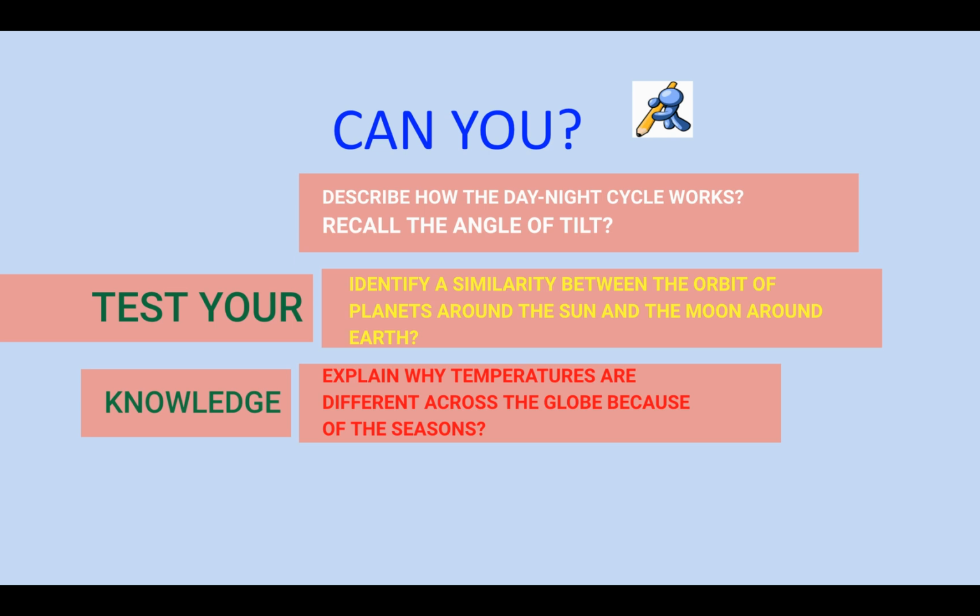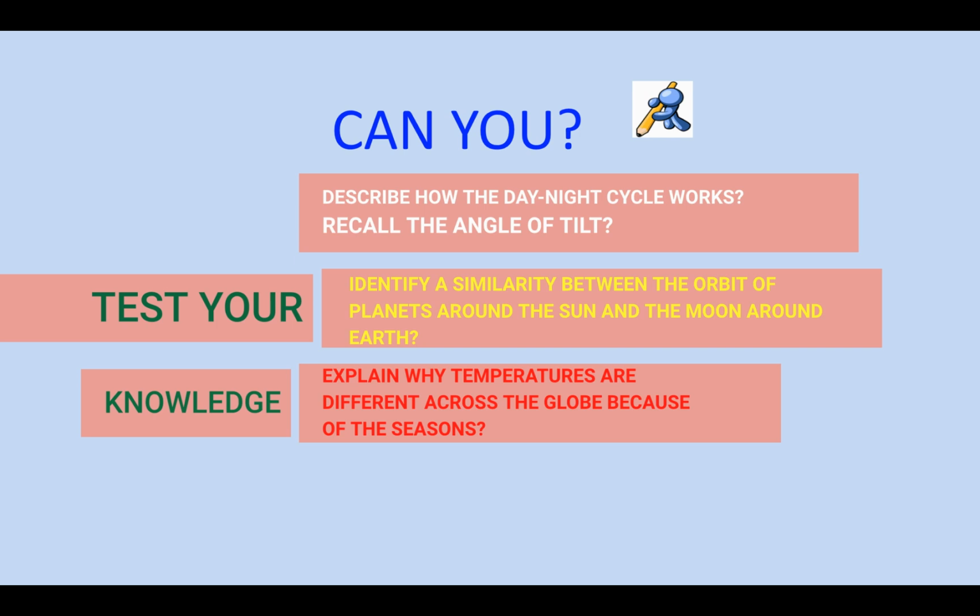The next thing then is identify a similarity between the orbit of planets around the sun and the moon around the Earth. Well, the one thing you could say there is that both of their orbits are counterclockwise. You might have mentioned there, I suppose, that the reason they are orbiting in both cases is because of the gravitational pull between the celestial bodies and the momentum which is keeping those planets on their orbit. Those would be two things there you can mention.